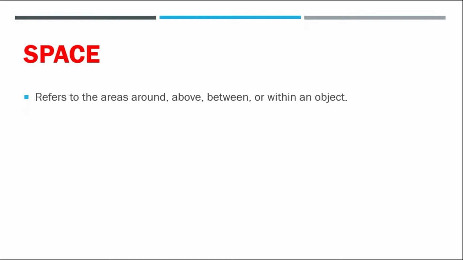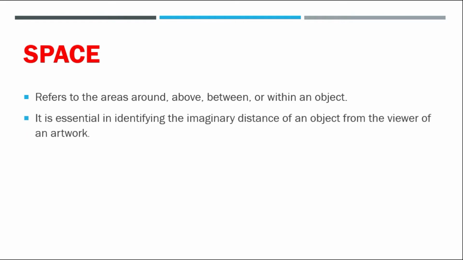What is space? Space refers to the areas around, above, between, or within an object. It is essential in identifying the imaginary distance of an object from the viewer of an artwork. There are several ways to show space.